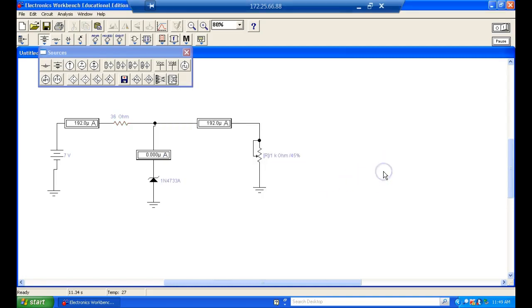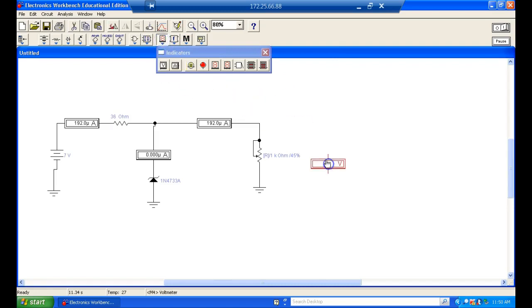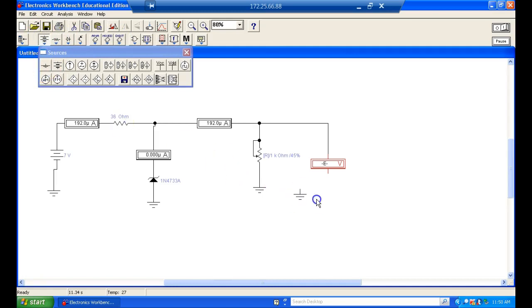So we were definitely out of regulation, right? Also, what we need to do is grab a voltmeter and put it across our load. We don't have to put one across the Zener because whatever's across the load is going to be across the Zener, right? And now we'll turn on our simulation. So ours is a little high, 5.1. We got 11 milliamps.